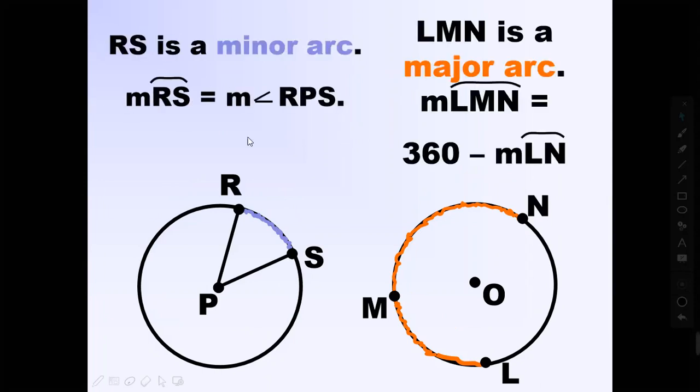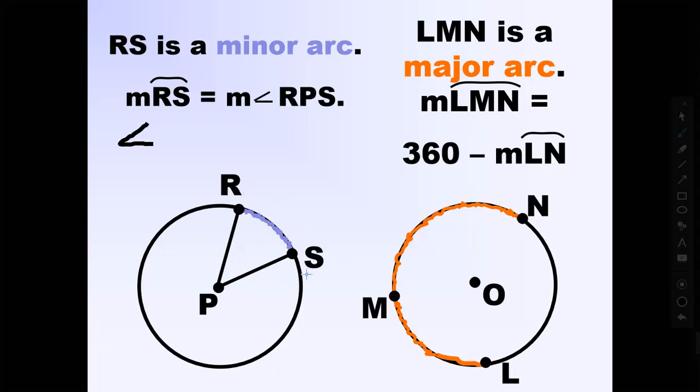So let's see this. RS is a minor arc. By the way, I want to tell you how to write the symbols for the arcs and for the central angle. So this RPS is a central angle. We can see we use three letters to represent this central angle.